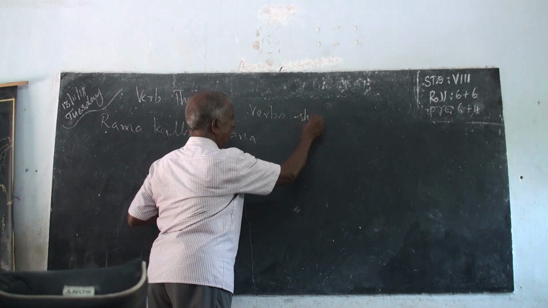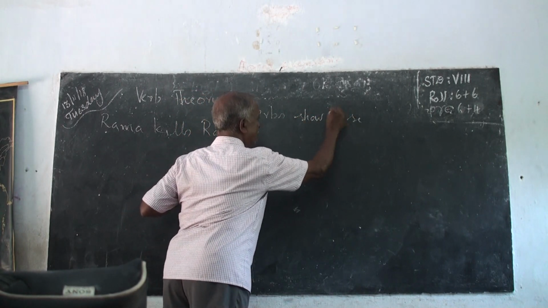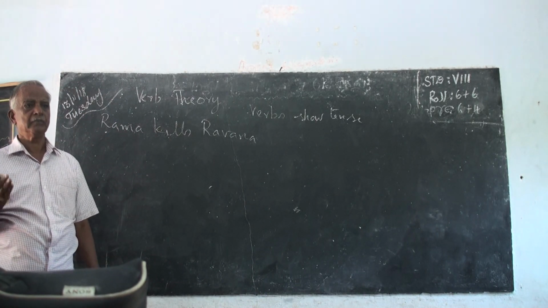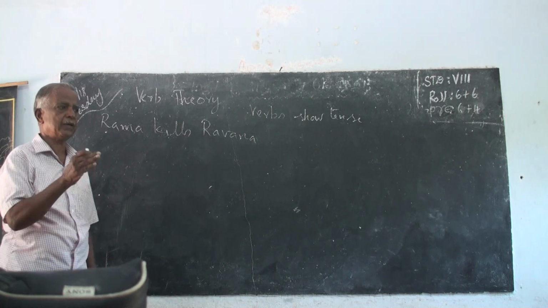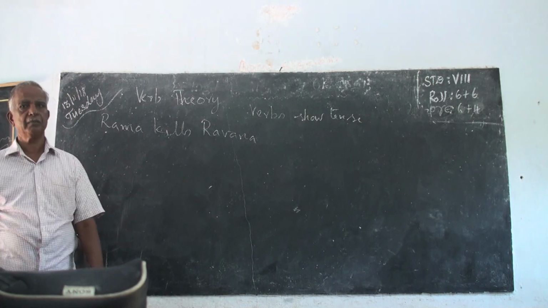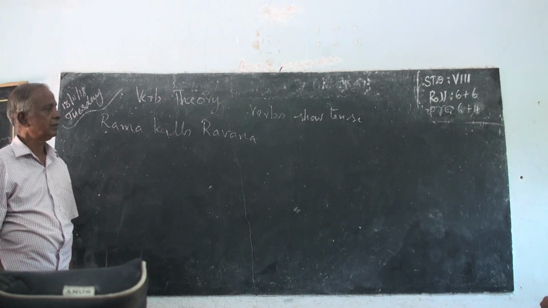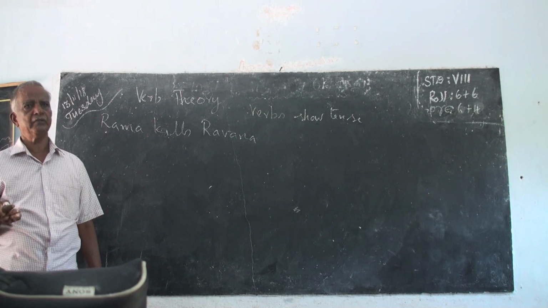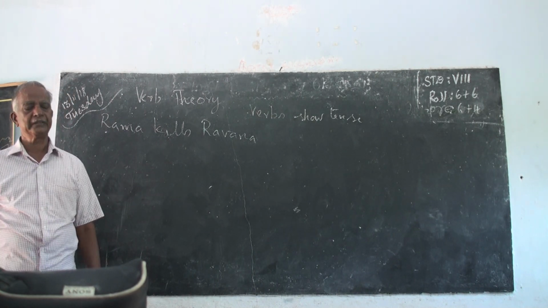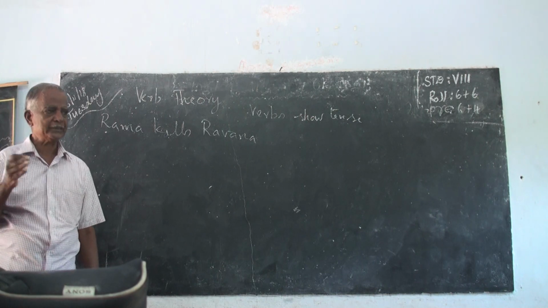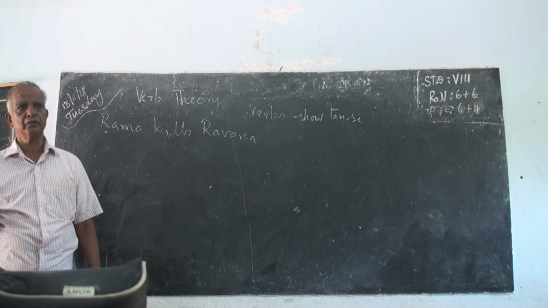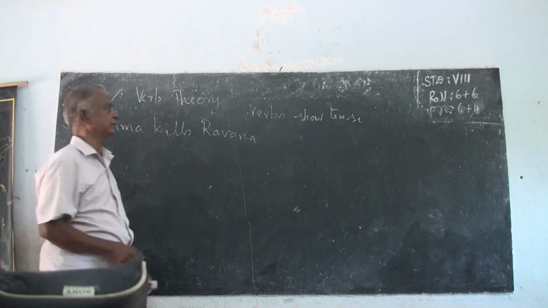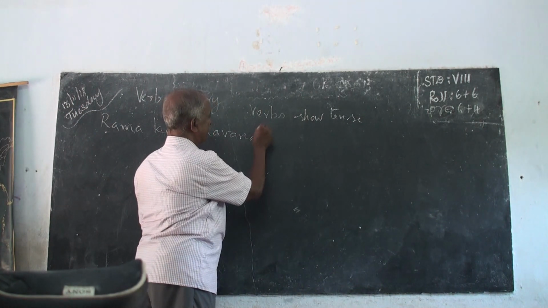A verb will show tense. If it is a verb, it will have past tense and present tense. See, some verbs do not show tense. So verbs are again classified into finite verbs and non-finite verbs. Only finite verbs will show tense.